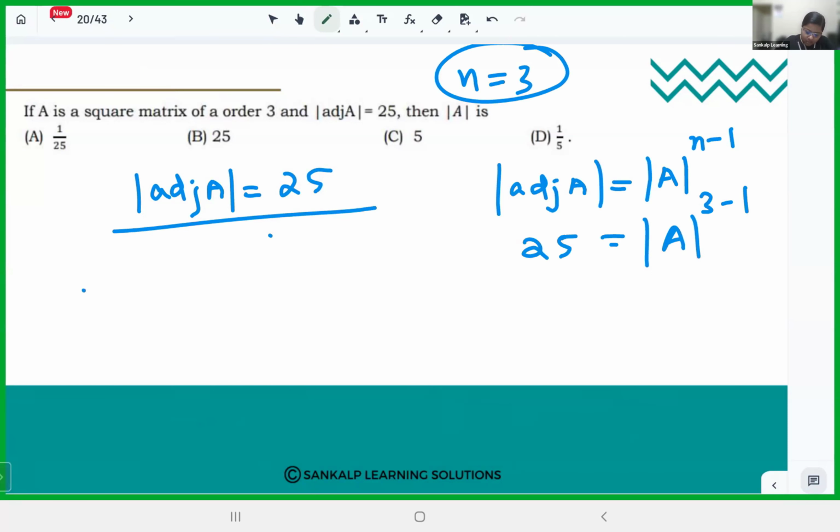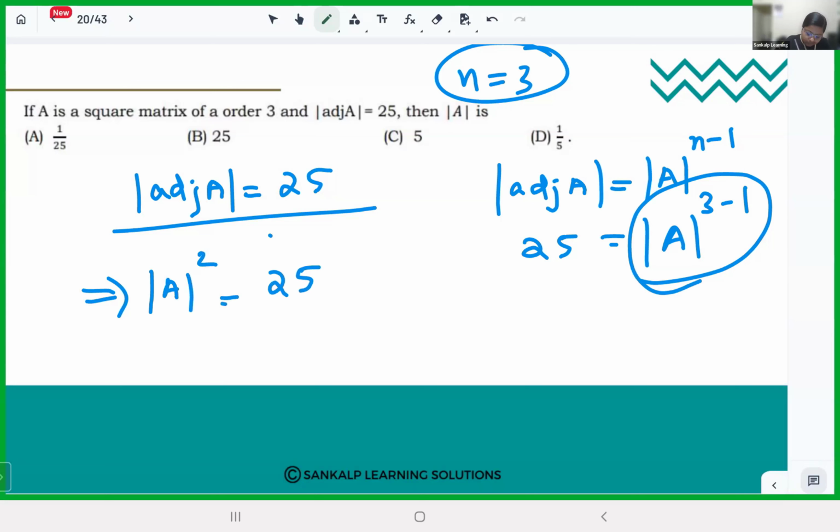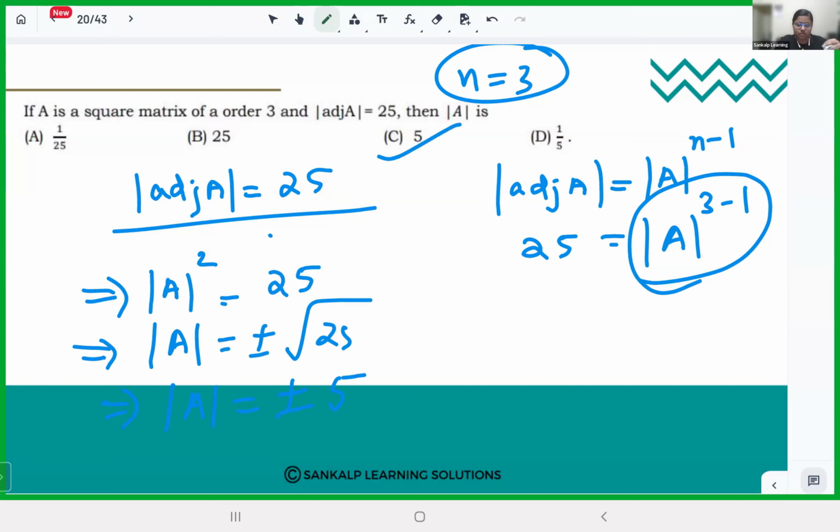Right, which implies determinant of A power 3 minus 1 means determinant of A square. Determinant of A square is equal to 25, which implies determinant of A is equal to plus or minus root 25, which implies the value of determinant A is equal to plus or minus 5, right? Plus or minus 5. So in the options, you can see plus 5. So what is the value of determinant of A? It is nothing but 5 from the options.